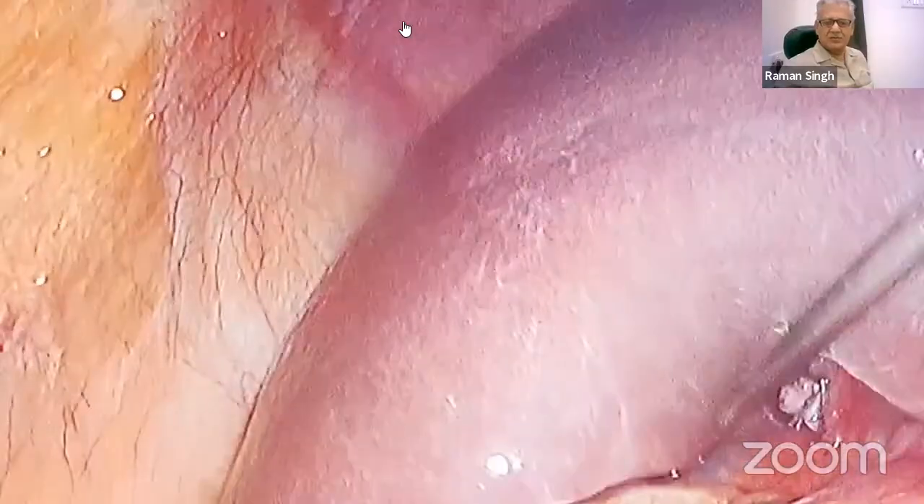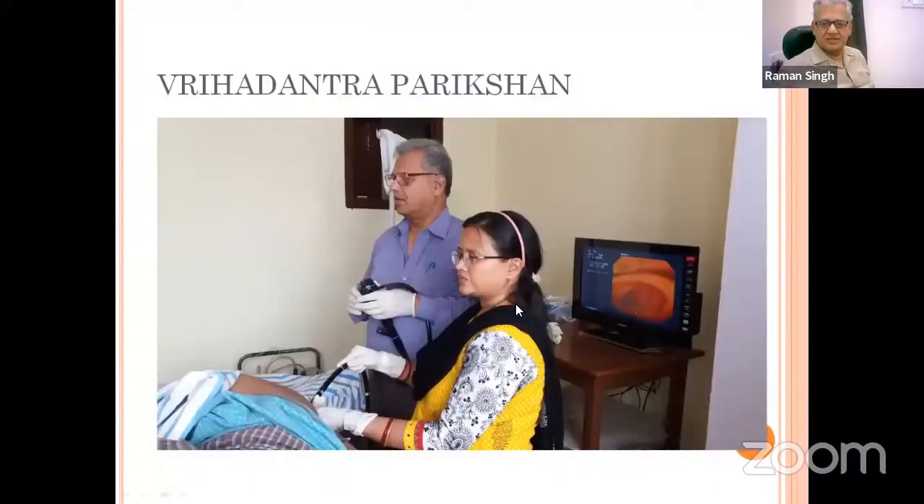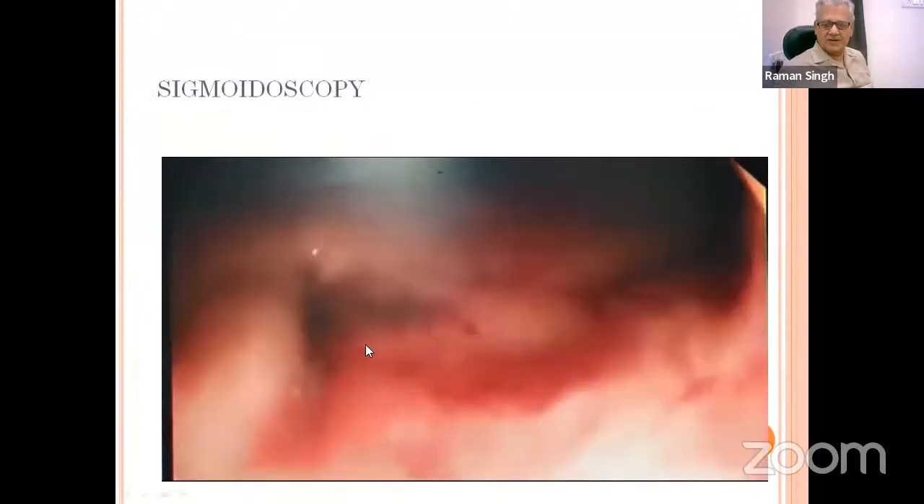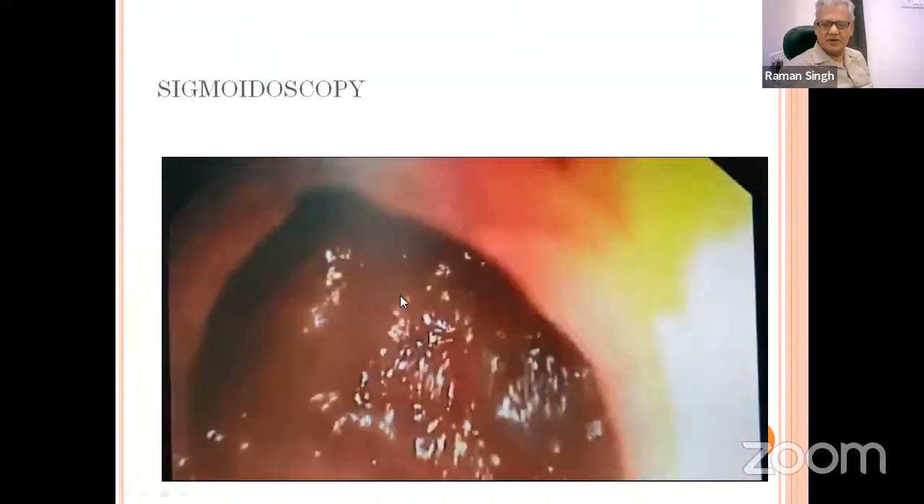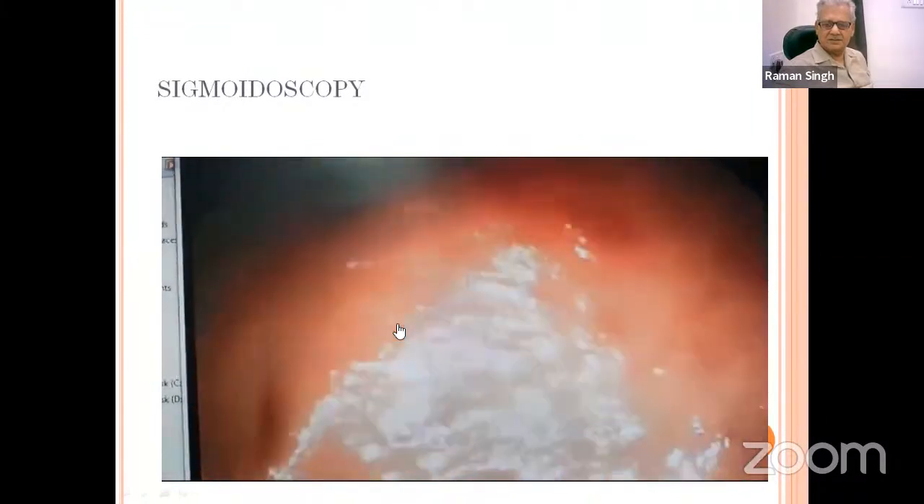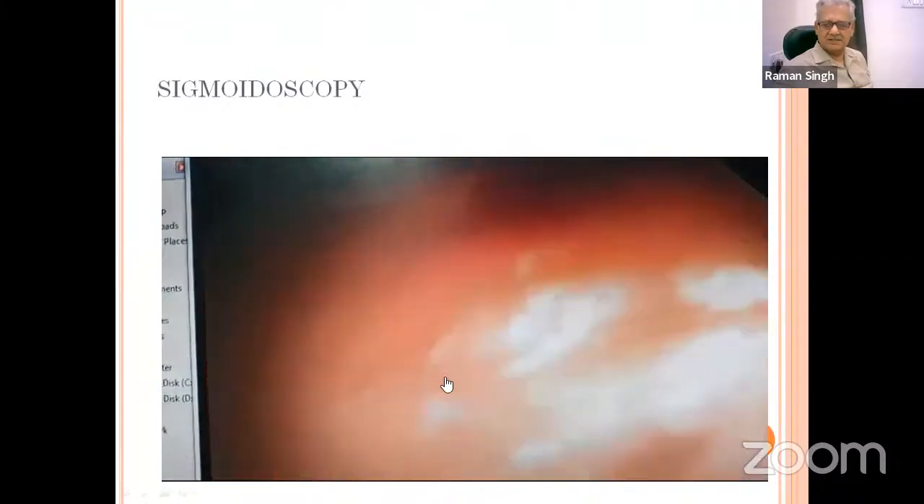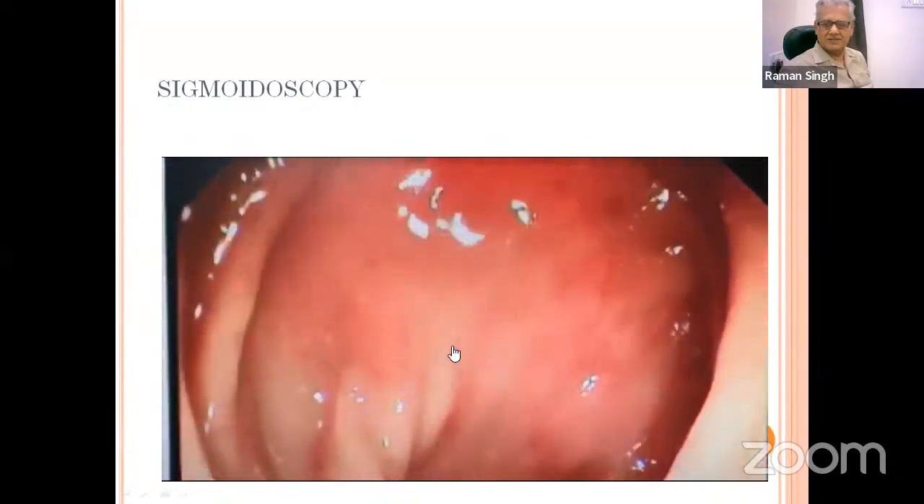This Nadi Yantra is used. So you see the Nadi Yantra which Sushruta was telling, that after performing this laparoscopic surgery, our students should also do diagnostic sigmoidoscopy and gastroscopy. This is a case of inflammatory bowel disease. There is inflammation in the sigmoid. Patchy structures which indicate inflammation.